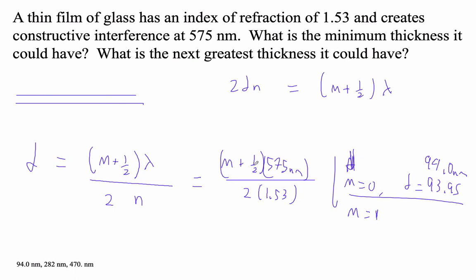So now it's 1.5, right? And I get 281.86, so 282 nanometers, right? And if I put a 2 in there just for kicks, it's 469.7, so 470 nanometers. All right.